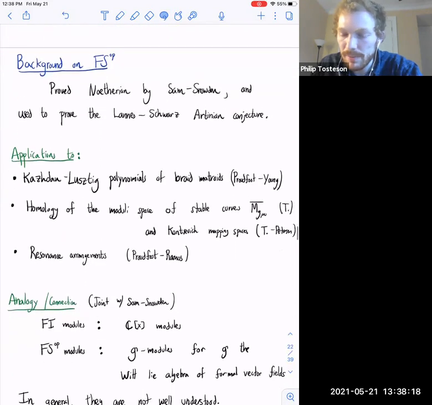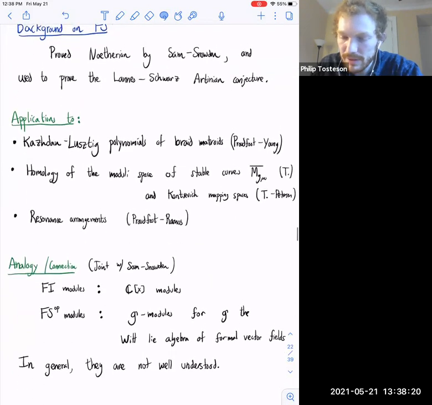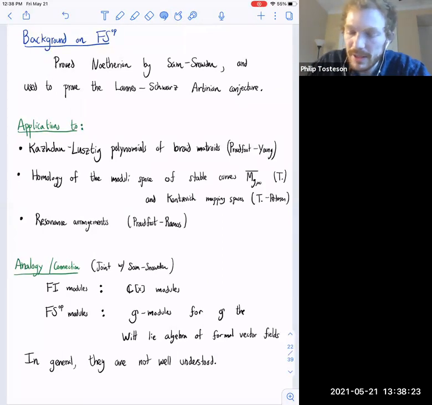Let me just give you some quick background on FS^op modules, which I won't go too much into. They're proved Noetherian by Sam and Snowden, and they were used to prove the Lando-Schwartz-Artinian conjecture. They were first applied to the Kazhdan-Lusztig polynomials of braid matroids. Then I applied them to the homology of the moduli space of stable curves. In joint work with Peterson, we apply them to the homology of Kontsevich mapping spaces. And recently, Proudfoot and Ramos connected them to resonance arrangements.